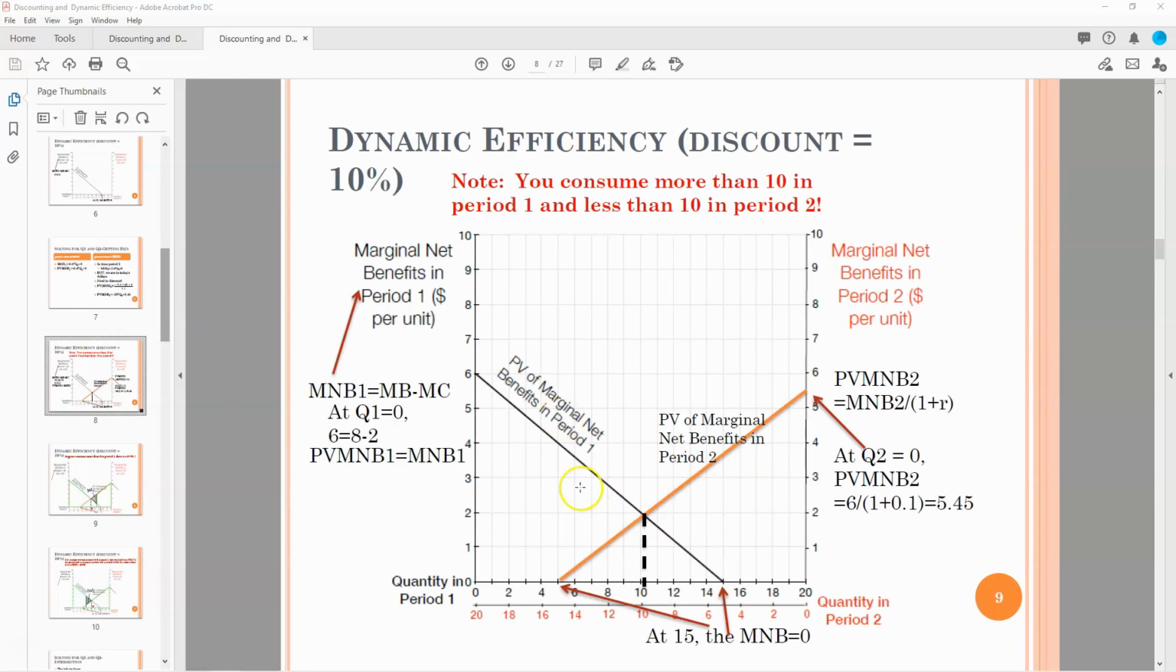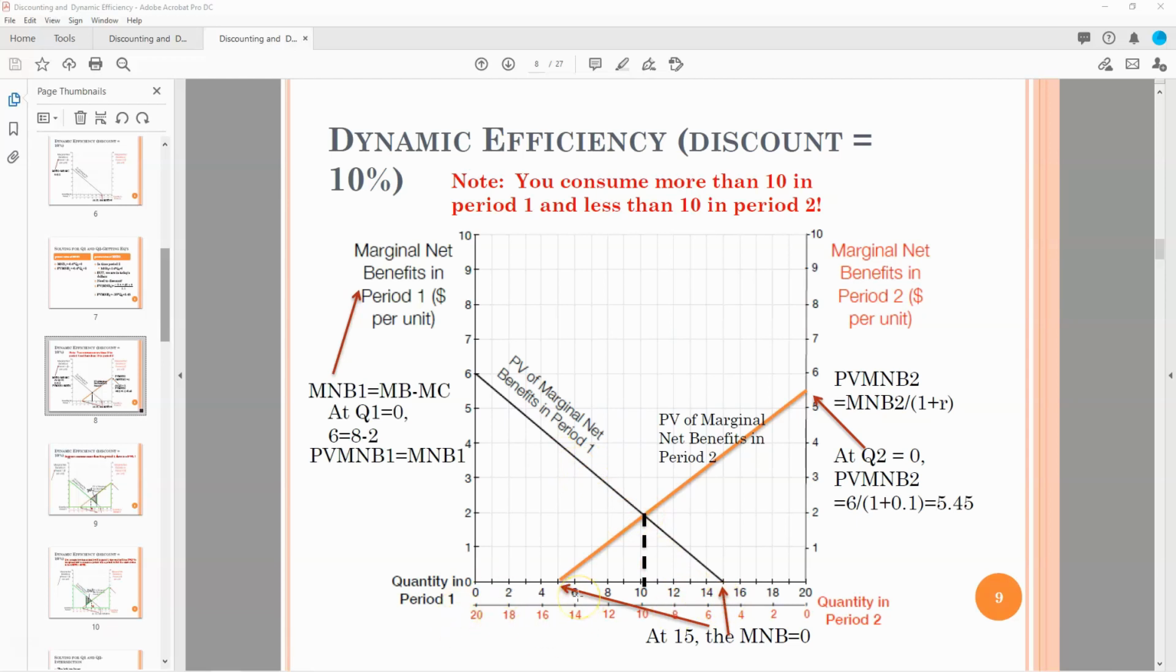And when we draw all those two curves on the graph, the black curve is the marginal net benefit in period 1, and the orange curve is the present value of marginal net benefit in period 2. So the optimal level of consumption for period 1 and period 2 is decided by the intersection of those two lines.